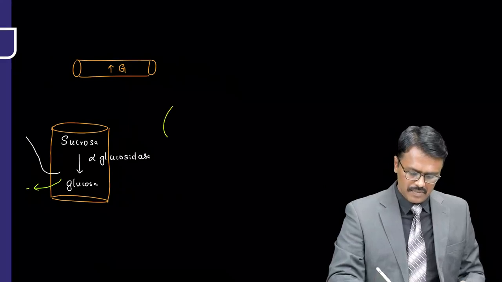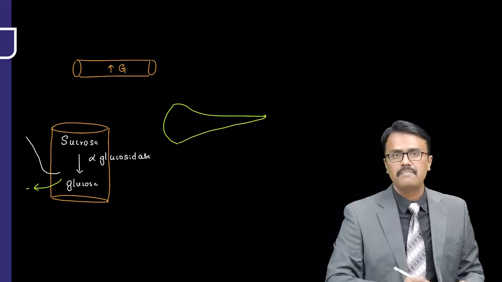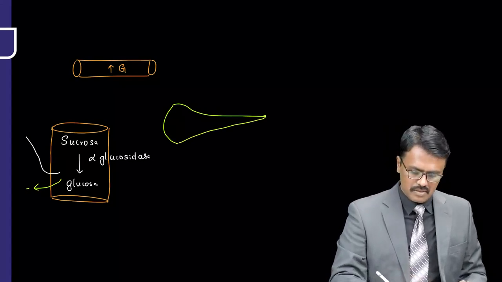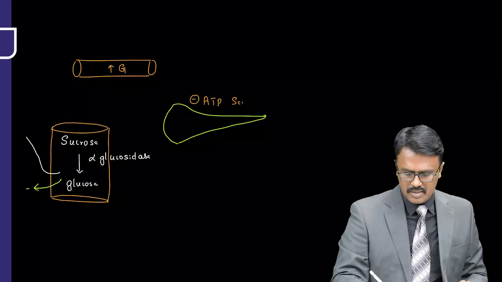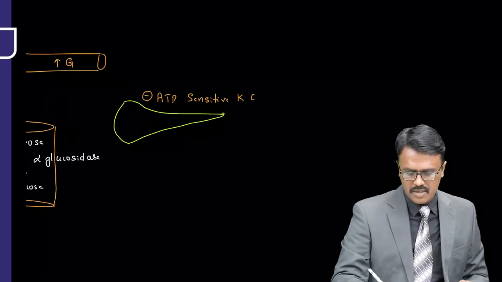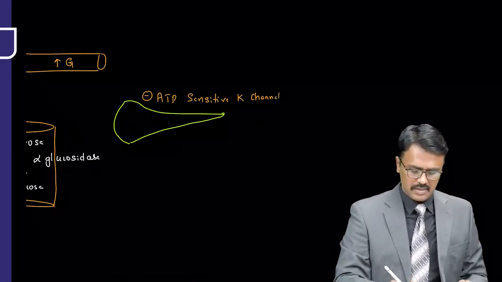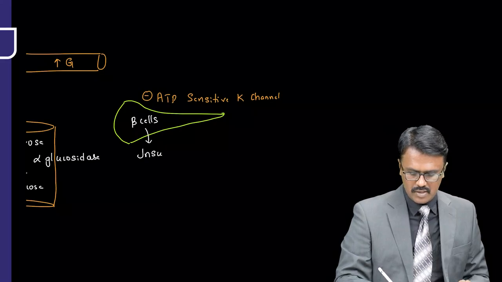So we have the pancreas, and in that we have the beta cells. When you inhibit a channel called the ATP-sensitive potassium channel, what happens? The beta cells of the pancreas release insulin.